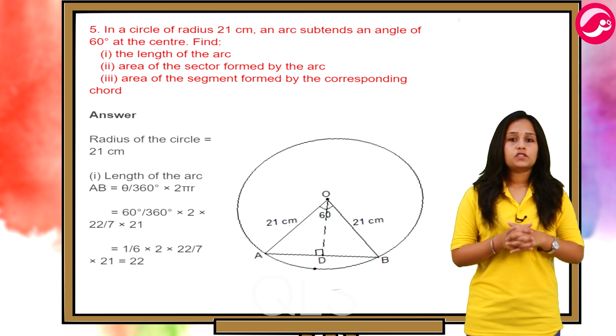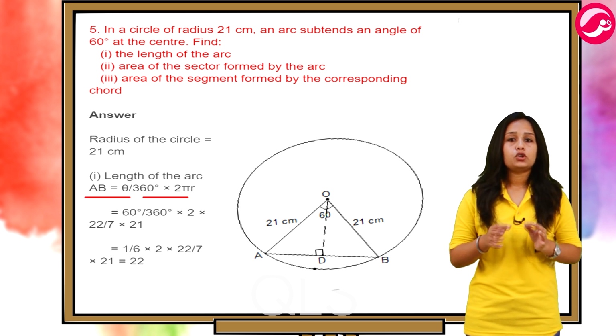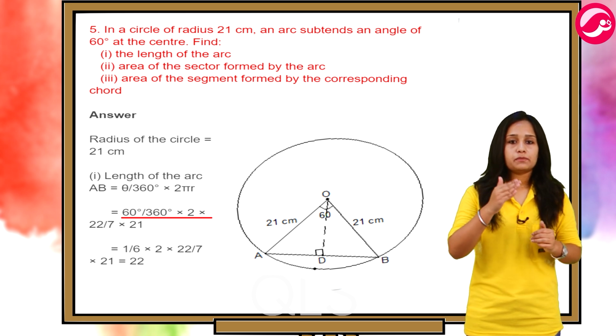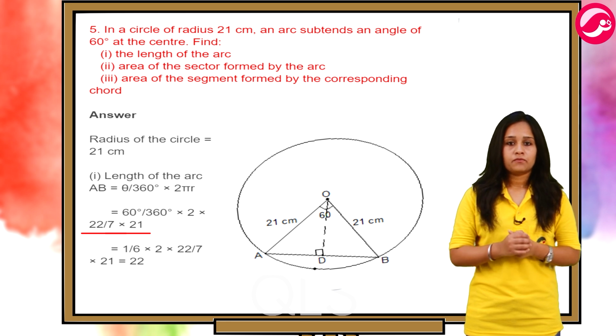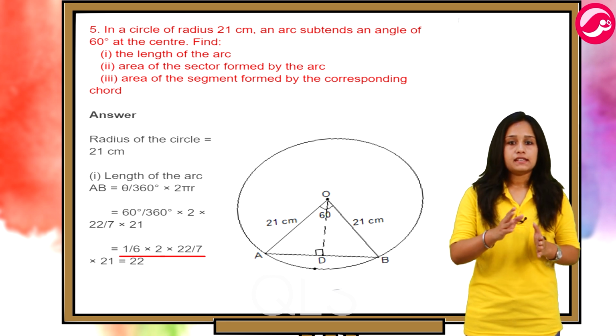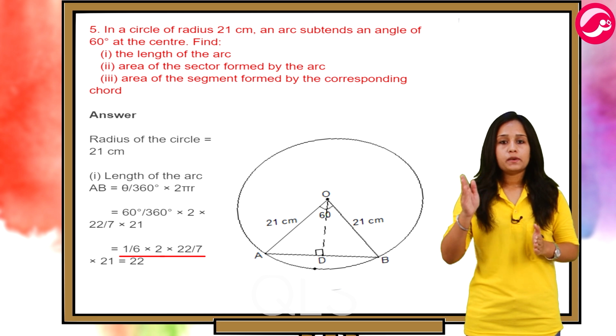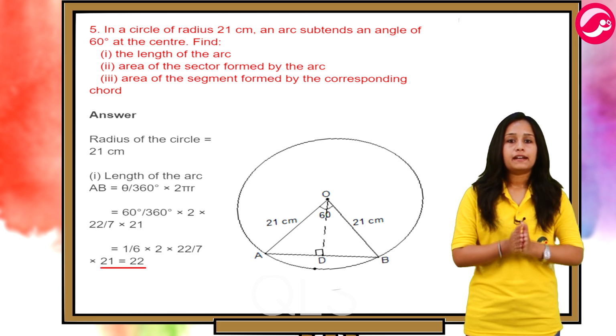So for the first part of the problem, the length of the arc AB is equal to theta by 360 into 2 pi r, that is 60 by 360 into 2 into 22 by 7 into 21, that is equal to 1 by 6 into 2 into 22 by 7 into 21, that is 22.